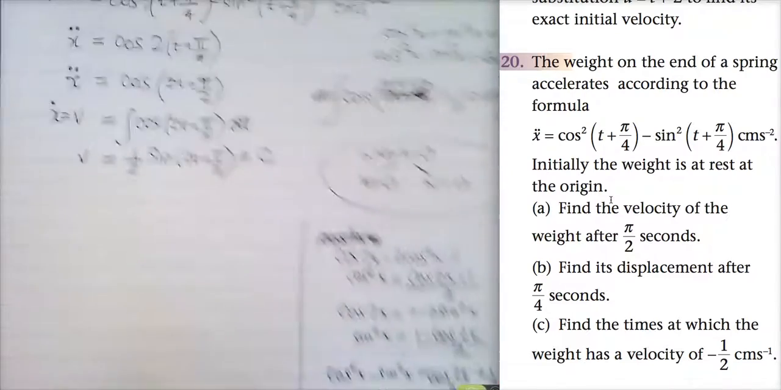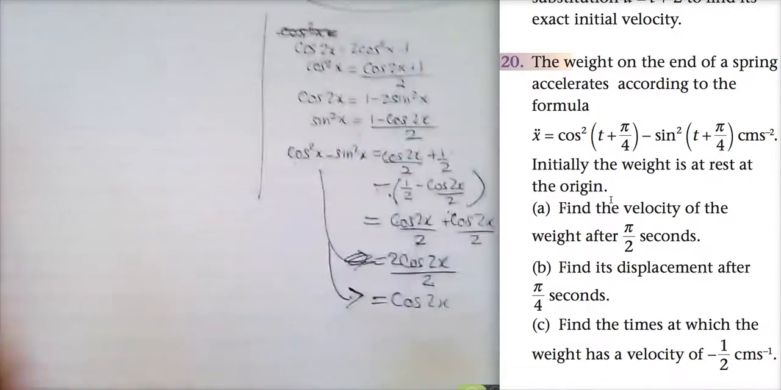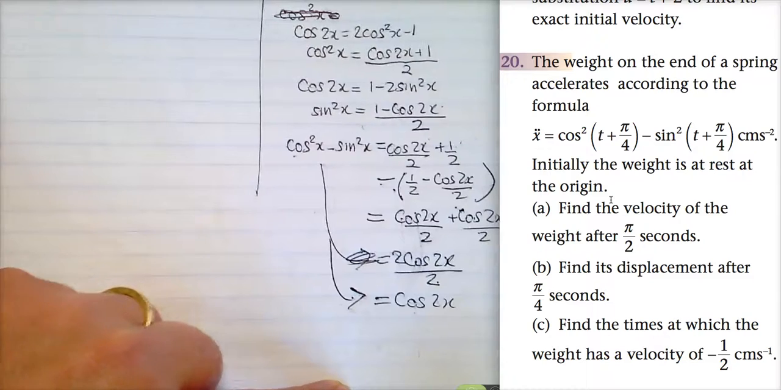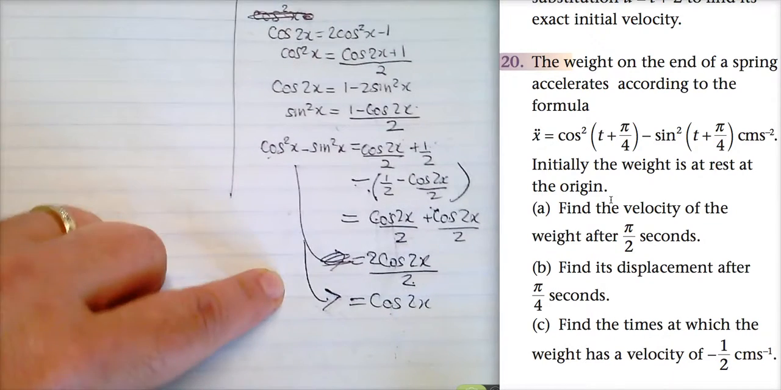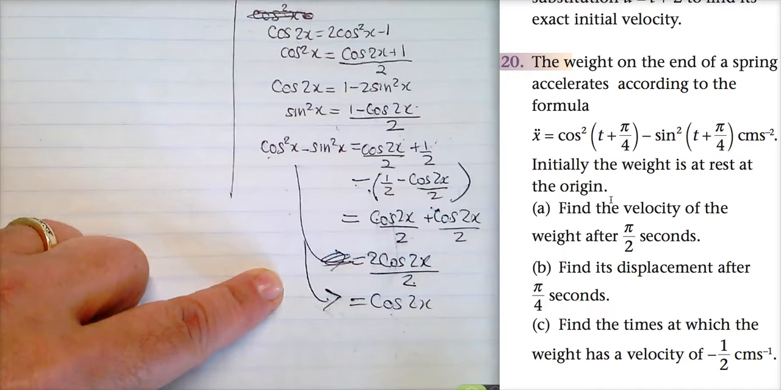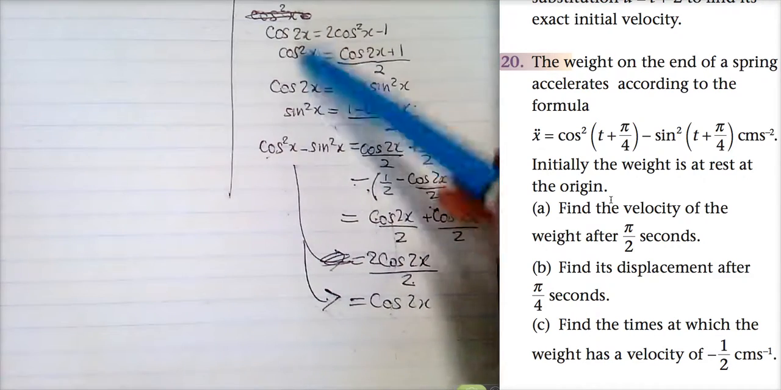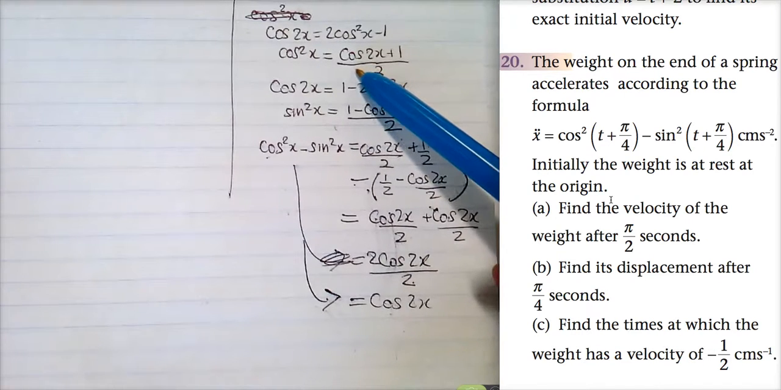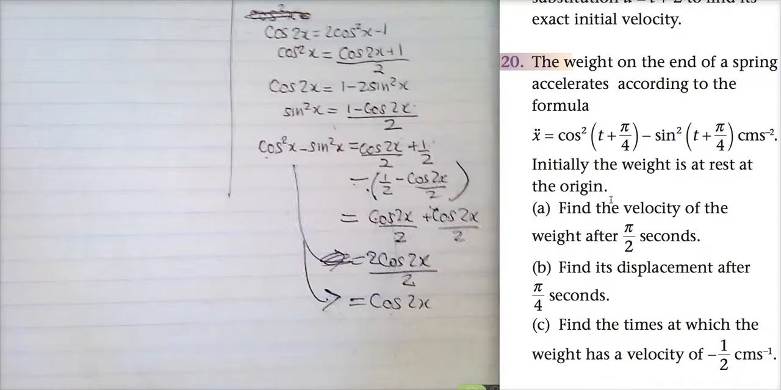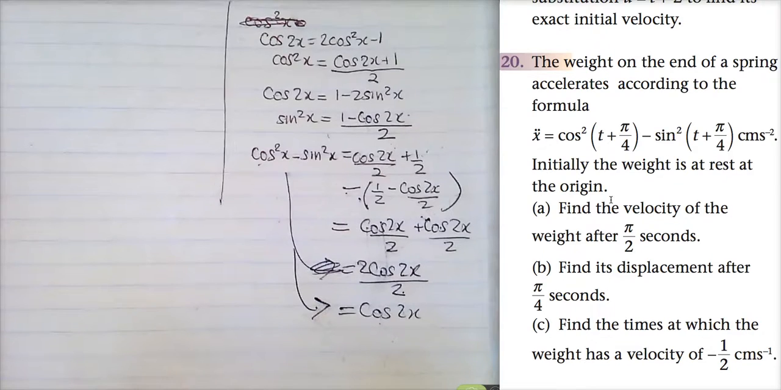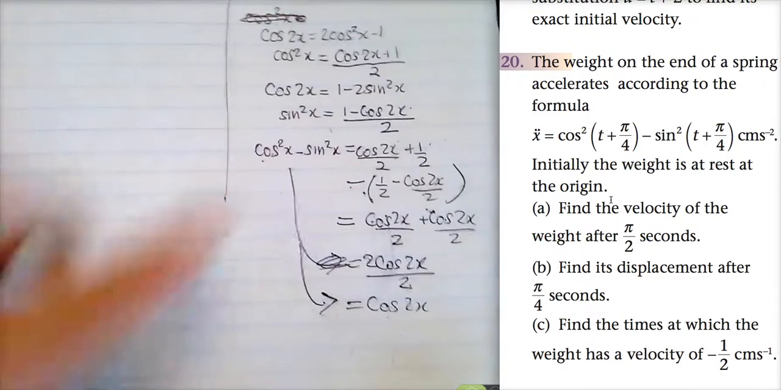Got it? So that's what we've done. We don't need all this, but I wanted to show it to you anyway. So if you're ever just integrating cos squared x on its own, go for it. Do this. But not if you're doing cos squared minus sine squared, or even cos squared plus sine squared, which would be 1 anyway. You wouldn't be doing it. So please know your double angle results. Don't think because you've got a formula sheet you don't have to learn anything. You still do.